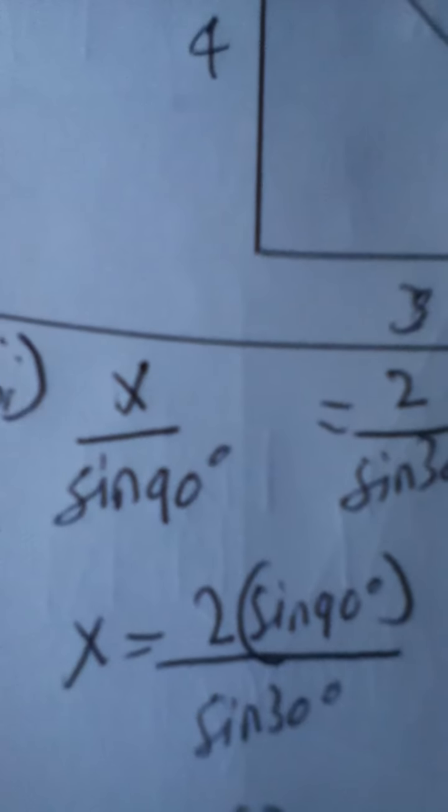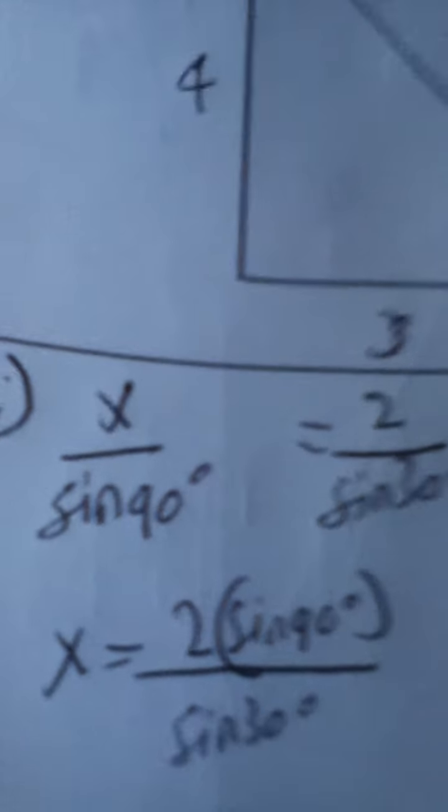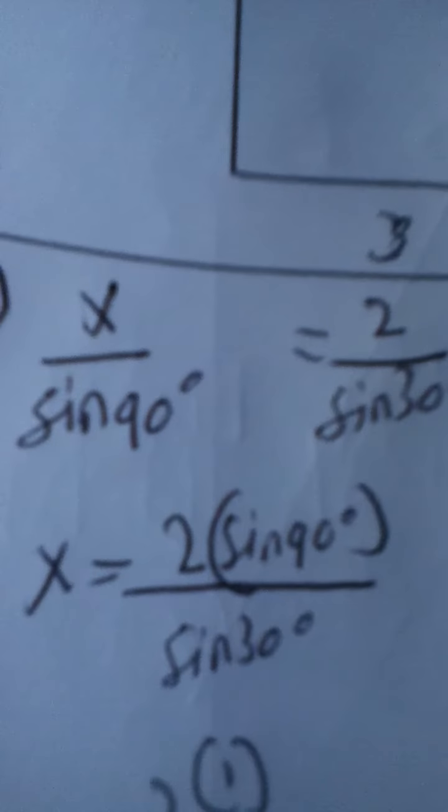So if you do sine rule, you can do x over sine 90 equals 2 over sine 30 degrees. So x equals 2 by sine 90 over sine 30. So it's equal to 2 by 1 over a half. So x equals 4.